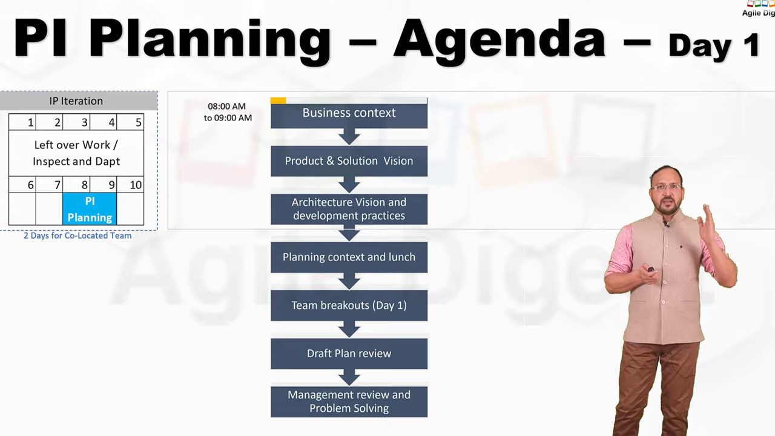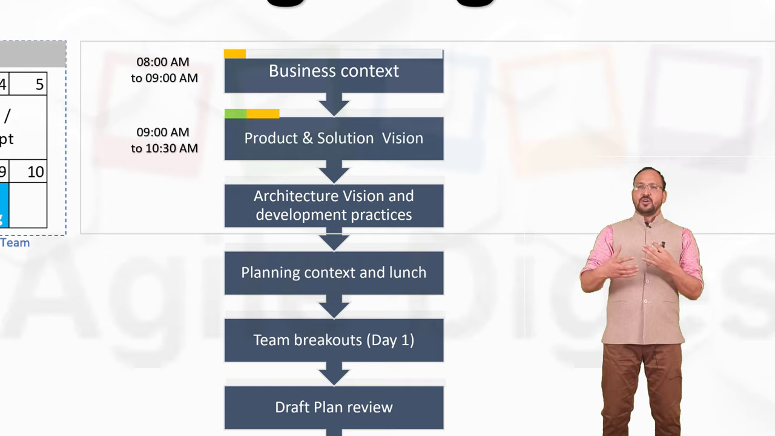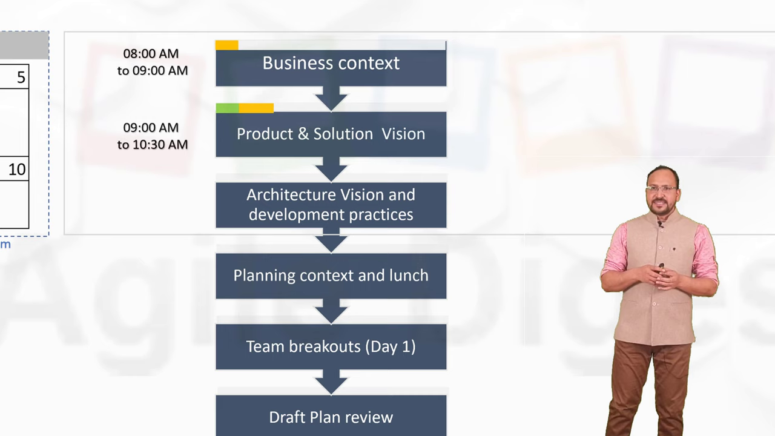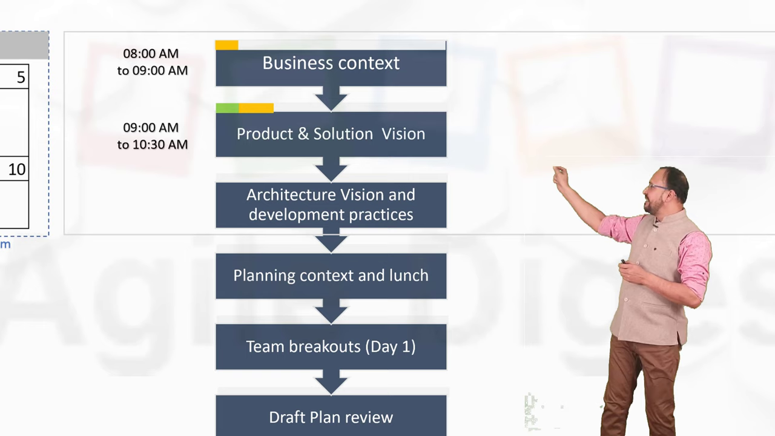It starts at 8 and ends at 9. So 8 to 9, 1 hour, the discussions on business context by your business owners happen. And if you look into this diagram, you can see that there is an amber line and a blue line. The amber line is how much time that particular item will take, and the green line is how much time was already spent before this particular event.